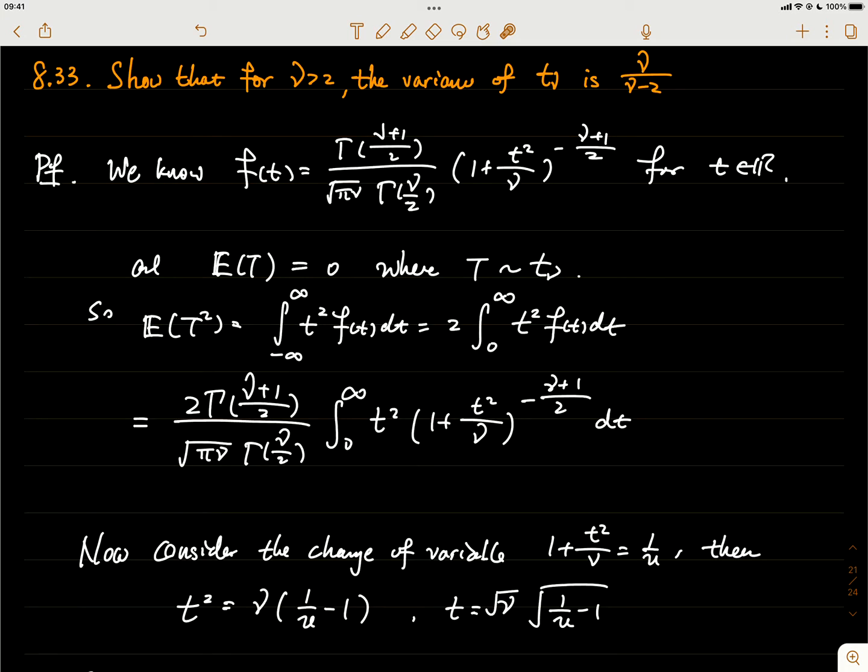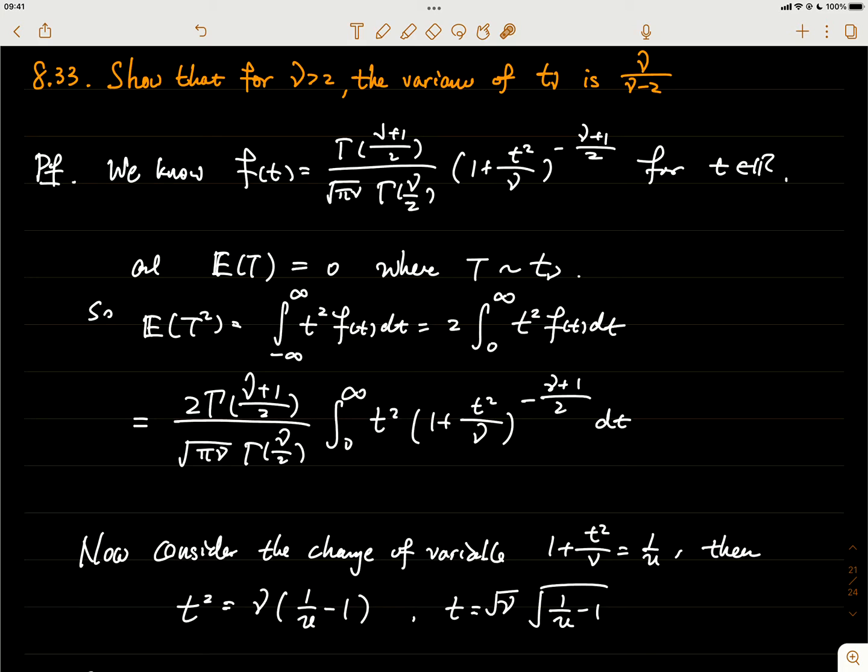Okay, problem 833. Show that for degrees of freedom nu very large, larger than 2, the variance of this t nu is equal to this. To show this, we need to think about the original distribution of t nu and use that to figure out the variance. The original distribution, the PDF of t, is given by this. That's what we learned from the class.